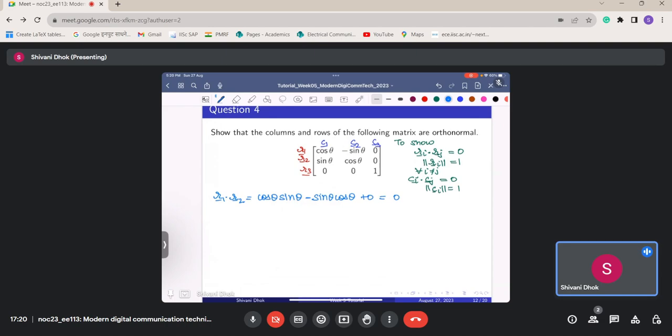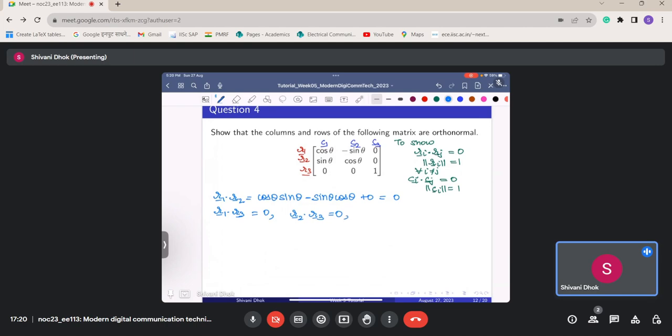Similarly, if I consider R1 dot R3, I have to do element by element multiplication and then add the components of R1 and R3. So this is cos theta into 0, which is 0, minus sine theta into 0, which is again 0, and 0 into 1, which is again 0. Similarly, for R2 dot R3, again element by element multiplication and add them. So we have sine theta into 0 plus cos theta into 0 plus 0 into 1. So again this is equal to 0.